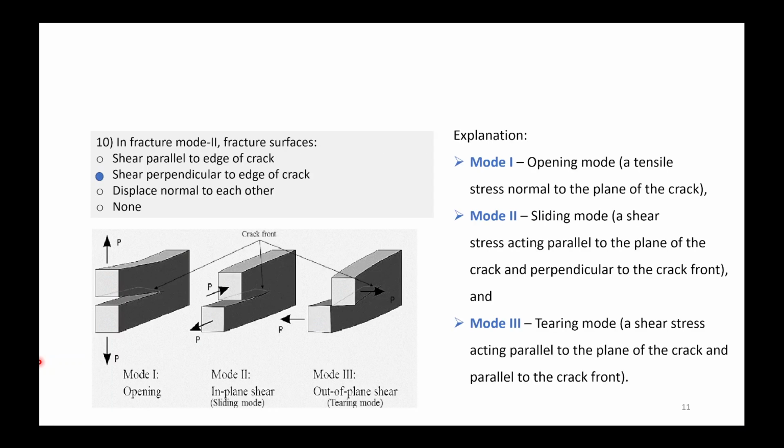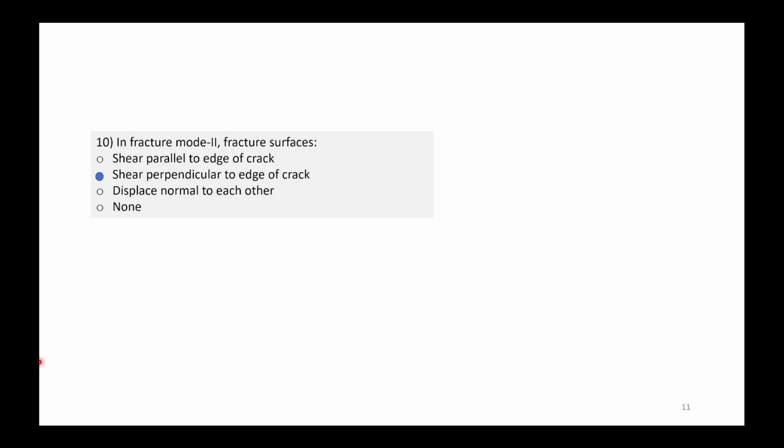Now question 10. In a fracture mode 2, fracture surfaces shear parallel to edge of crack.